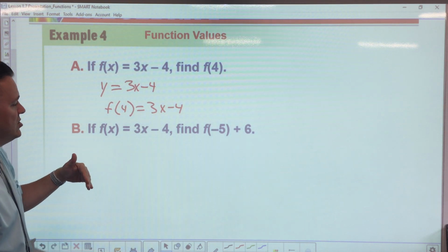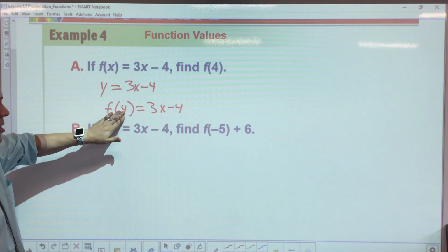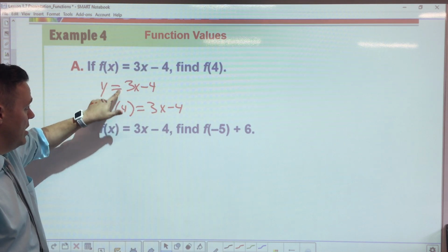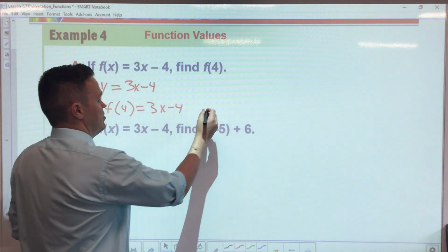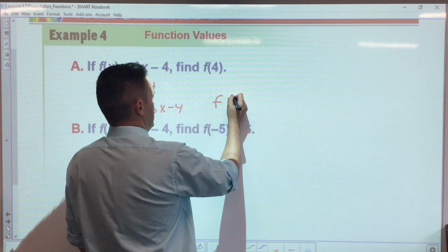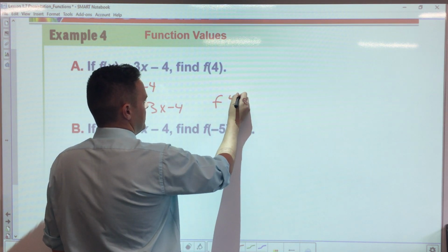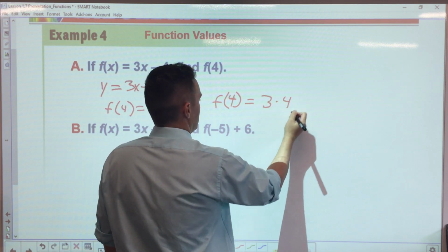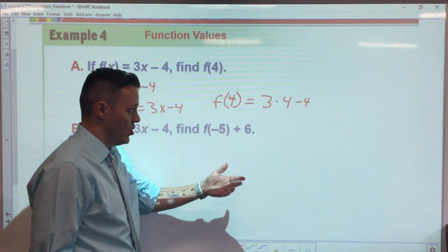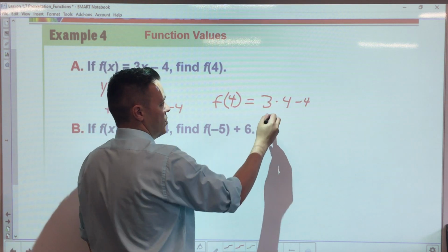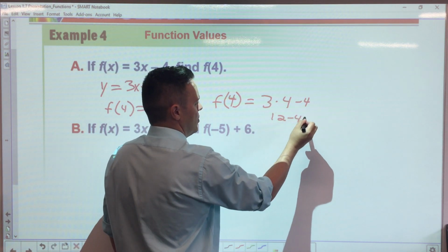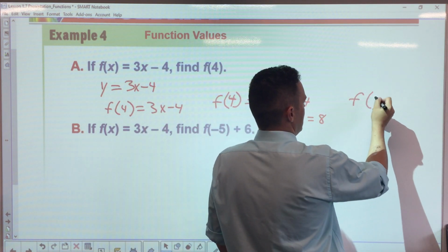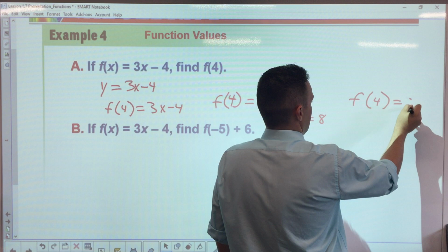What it's asking is, what is the function of x? So you take this x value and plug it in here. What you get is f of 4 equals 3 times 4 minus 4. Then you work on your equation. What is 3 times 4? It is 12. 12 minus 4 equals 8. So what it means is the function of 4 equals 8.